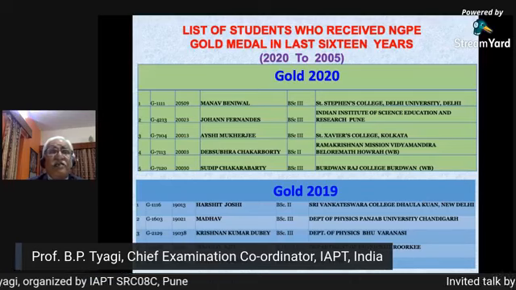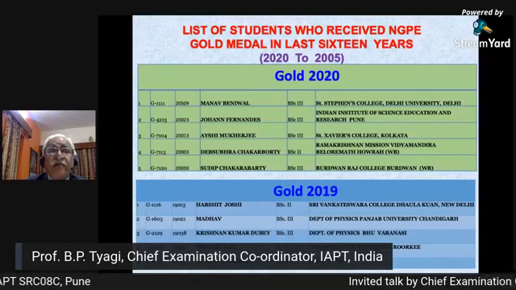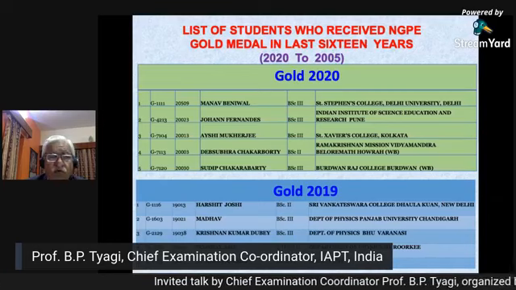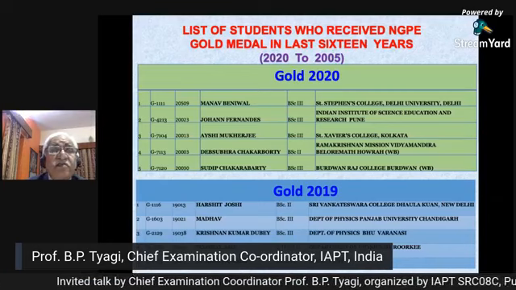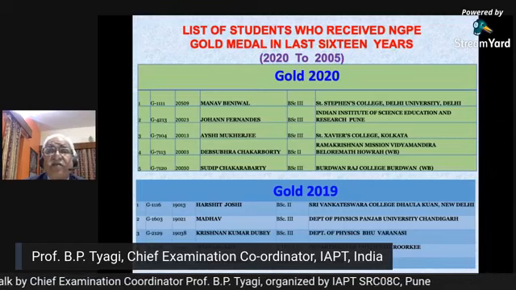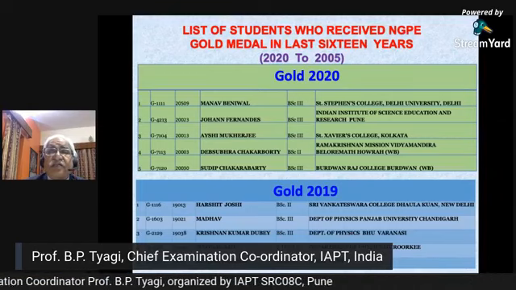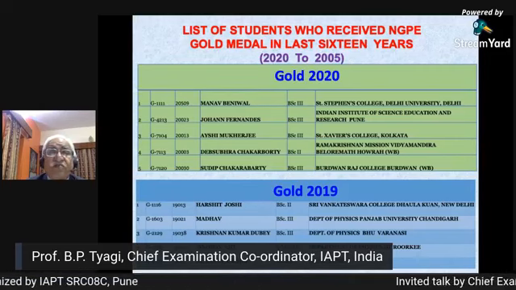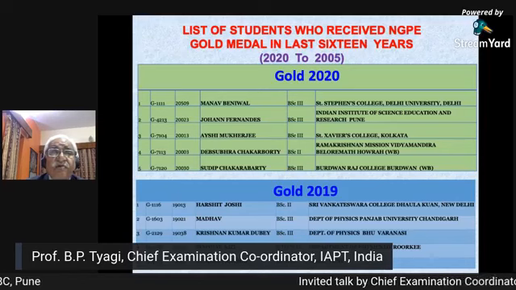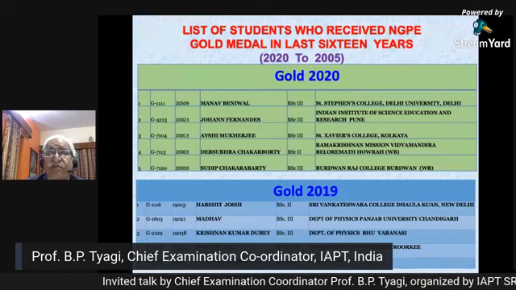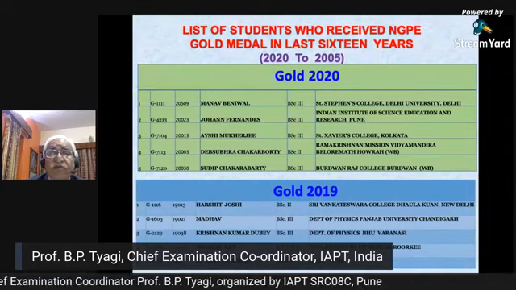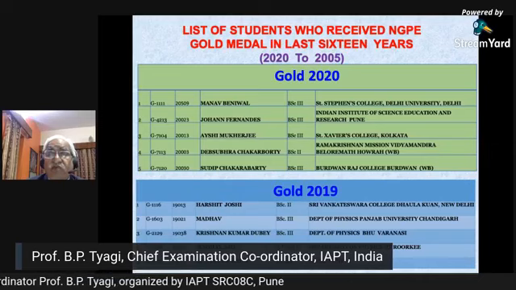In 2020, Manav Beniwal of St. Stephen's College, New Delhi, got the gold medal. The others were Jonan Fernandes from Indian Institute of Science Education and Research, Pune; Ayashi Mukherjee from St. Xavier's College, Kolkata; Dev Subhra Chakrabarti from Ramkrishna Mission Vidya Mandir, Belur Math, Howrah; and Sudeep Chakrabarti from Burdwan Raj College, Burdwan.